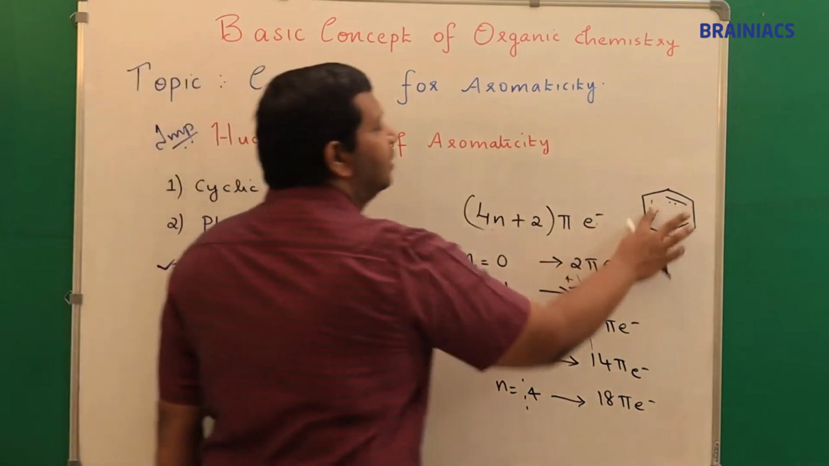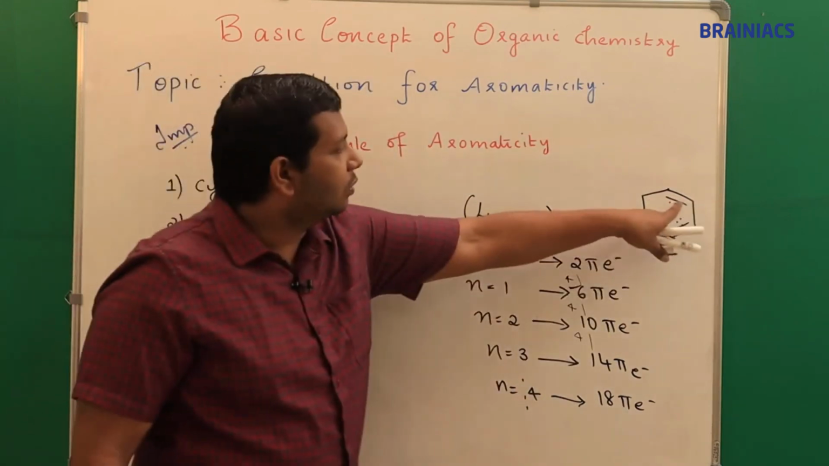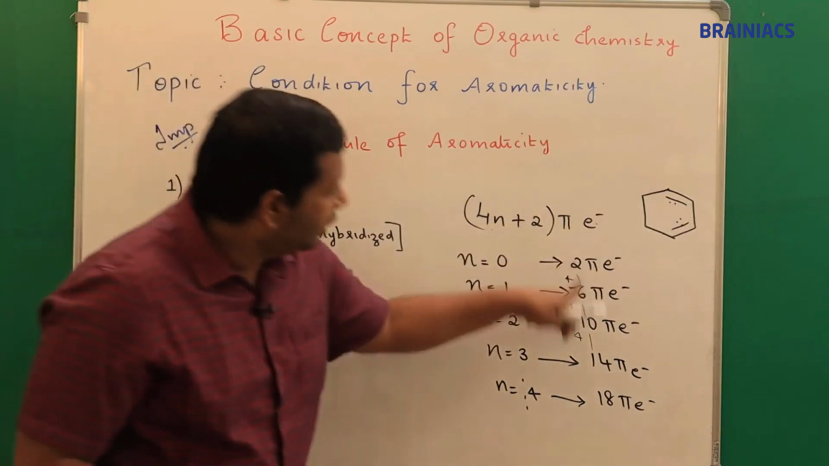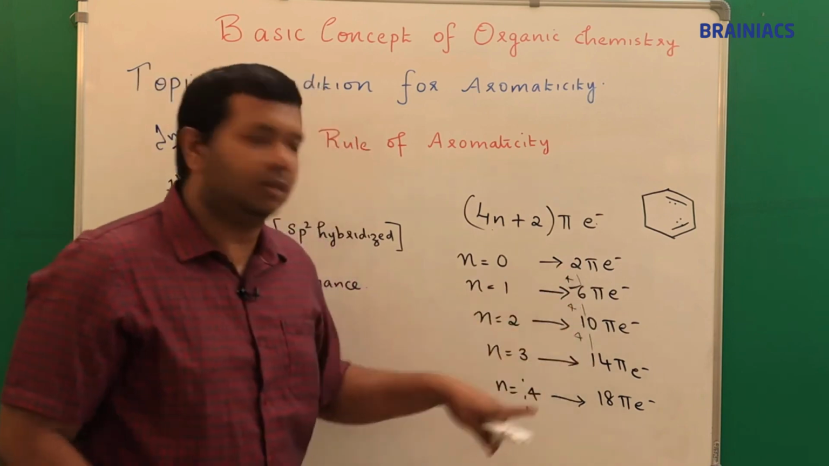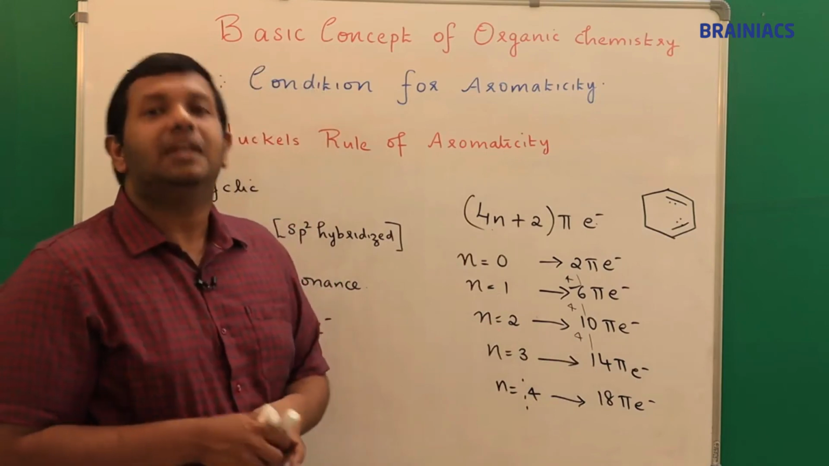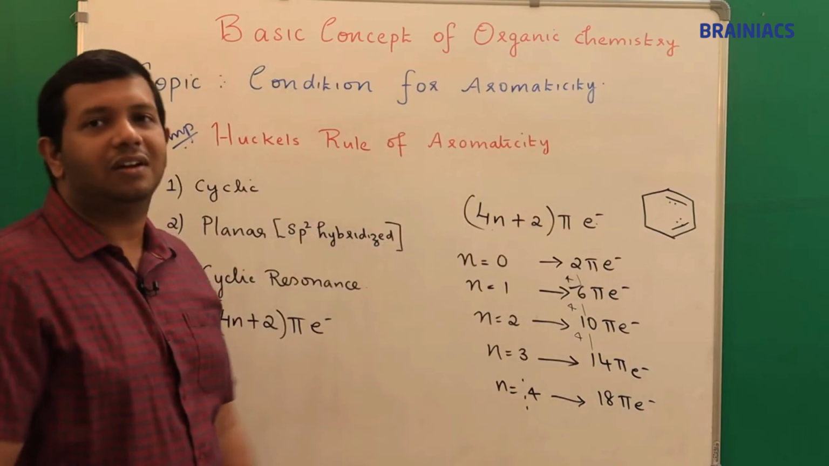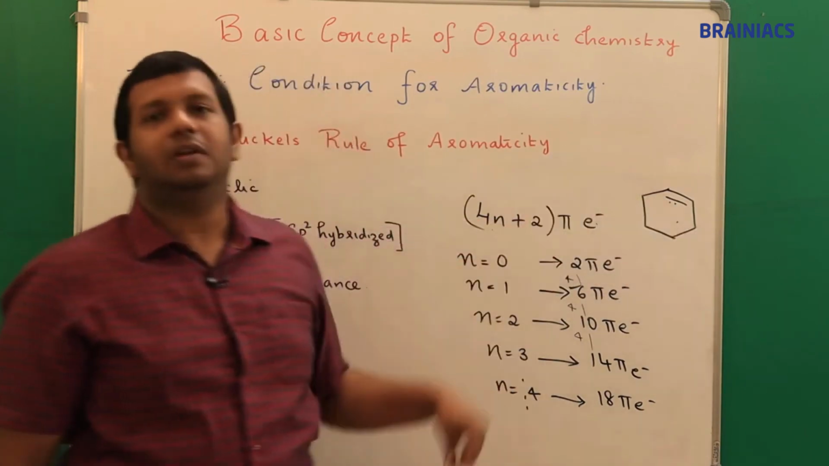Suppose the structure is like this. Now tell me how many pi electrons are there? Here 2 pi electrons, here 2. So 2 plus 2, how many are there? 4. Now I am looking here, is 4 present anywhere? After 2, 6 is only there. After 6, 10 is only there. Then 14, then 18. There is no 4. That means it is not following Huckel's 4n plus 2 pi electron rule. Understood? So very simple.